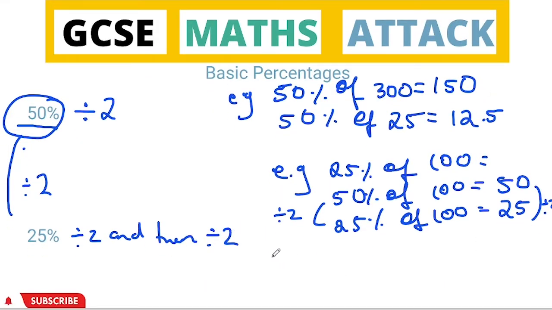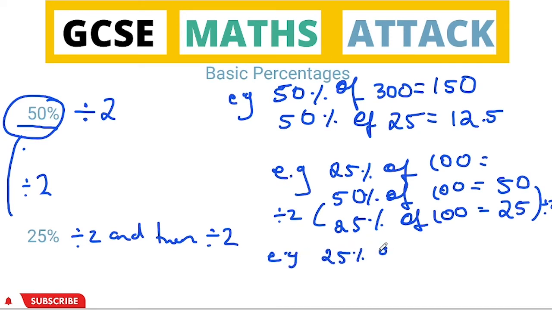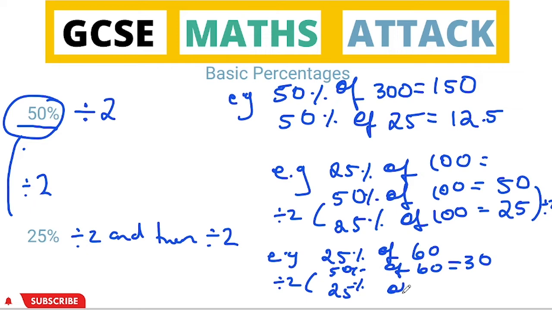Let's try another one. So another example, 25% of 60. So 50% of 60 is 30. 25% will be halving your answer. So half of 30 is 15. So I've basically halved my answer and halved it again.